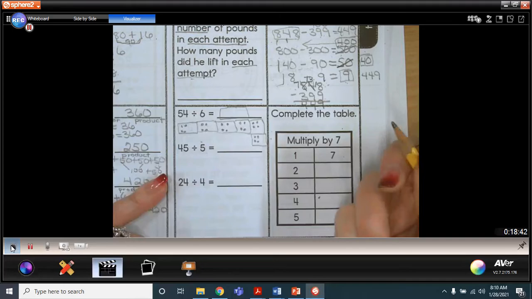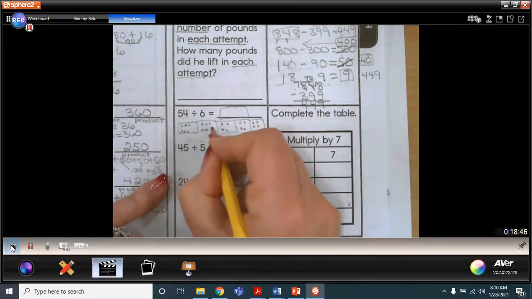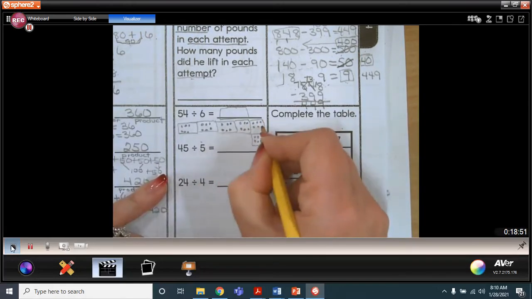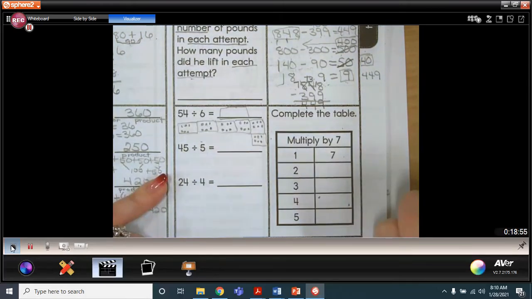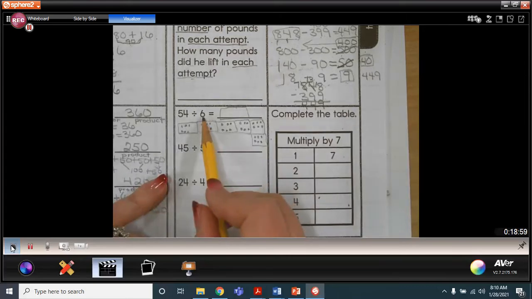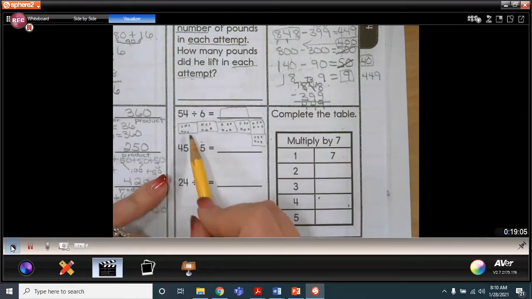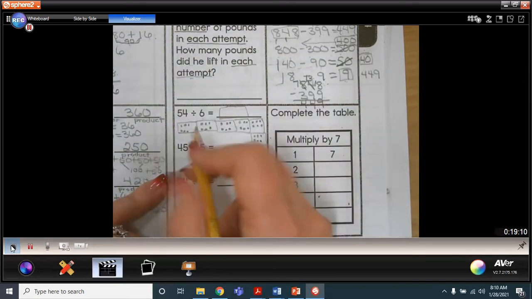24 is still a ways away. 24, 26, 28, 30, 32, 34, 36. Now that I'm thinking about it, what could I have used times 6 to give me something that's closer to 54? Well, I could have used 5, right? But we could use that next time, okay?